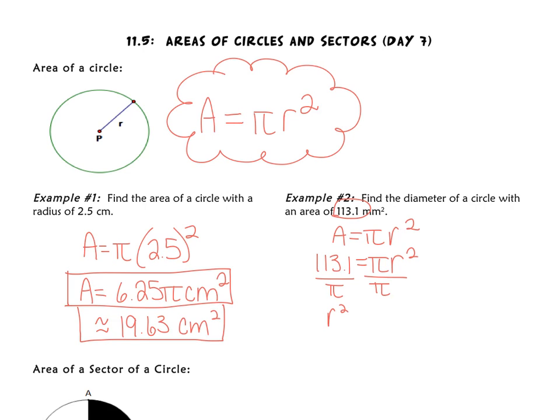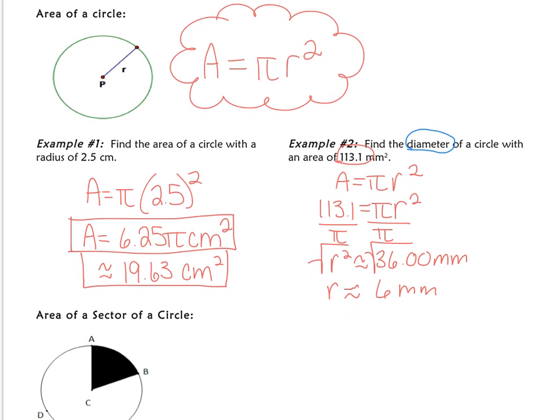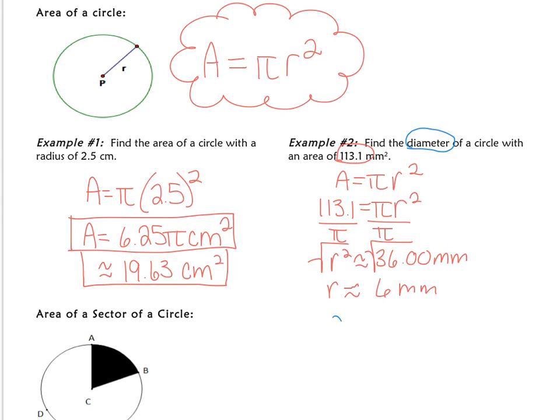And you get that the radius squared is approximately 36.00 millimeters. To get r by itself, we square root both sides, and you get that the radius is about, that's a cute one, 6 millimeters. But they didn't ask me to find the radius, they asked me to find the diameter. So I didn't waste your time. Remember that the diameter is twice the radius, so the diameter is going to be 12 millimeters.